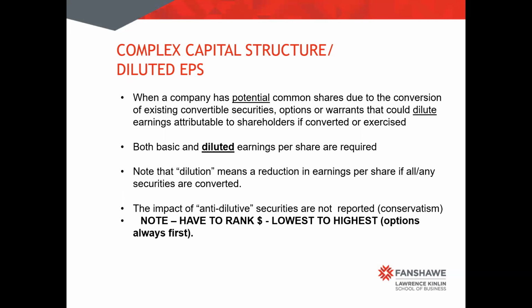And any anti-dilutive securities are not reported, to be conservative. Okay, so if you have a conversion that might actually increase the earnings per share, which is possible, you would not include that. And whenever you have a complex capital structure in place, you need to rank them from lowest to highest. Okay, options are always first. So lowest to highest as far as the impact on diluted earnings per share.